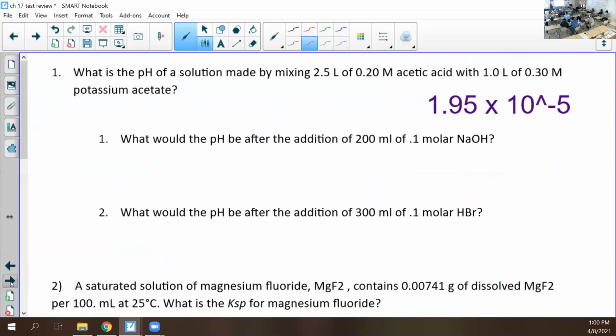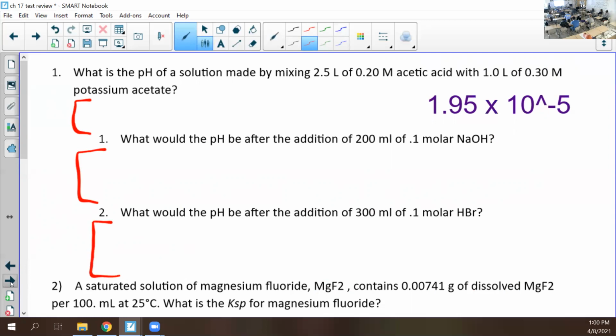Okay, here we go. The pH of a solution. This is just a standard, super not hard buffer, I hope. The pH of a solution made by mixing that much acetic acid and that much potassium acetate. What would the pH be? Oh, this is kind of dumb. It's numbered oddly, but this is a question, this is a question, and this is a question.